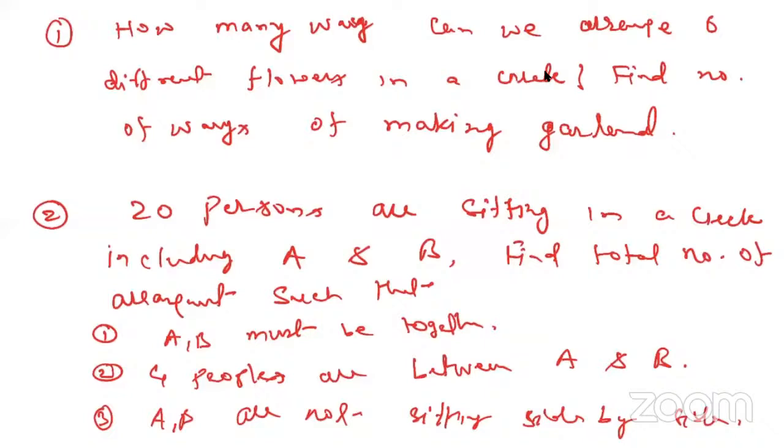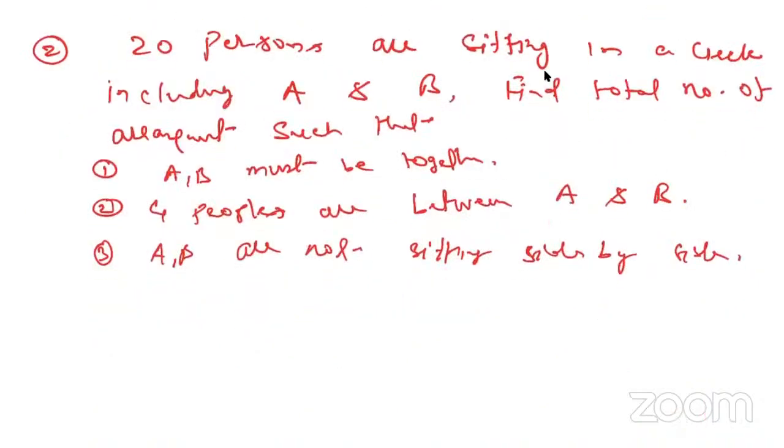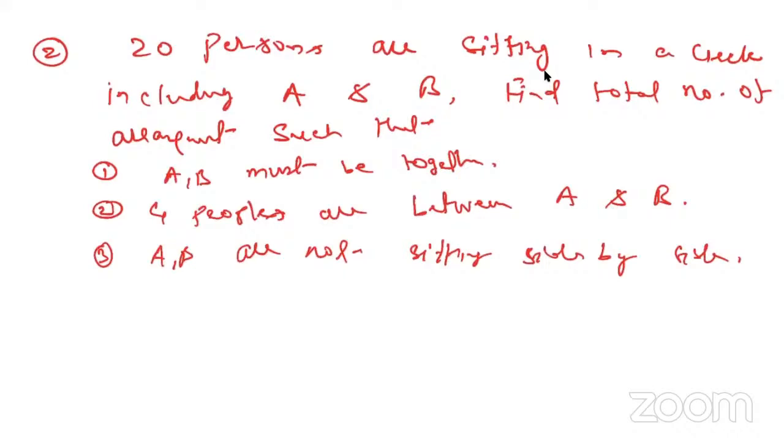So only we have to arrange, like in the first case, we can say, for first this will be factorial 5, but with Garland this will be factorial 5 by 2, right and left. We have not to decide there, right? Second question, A and B must be together.